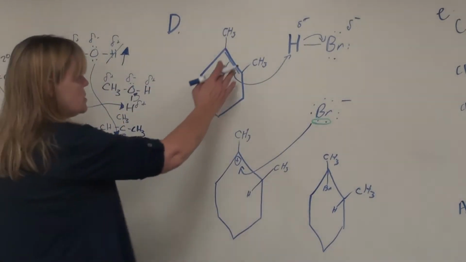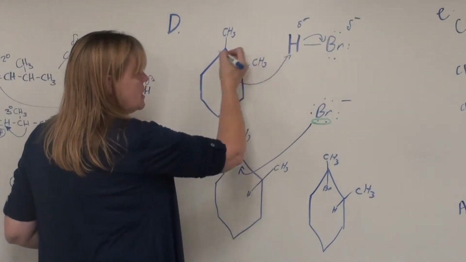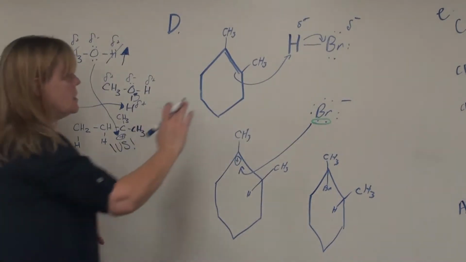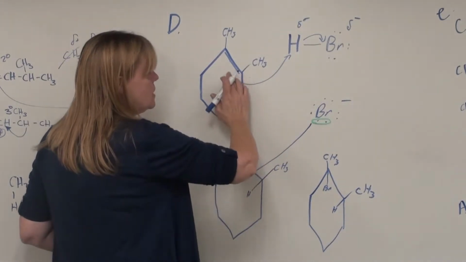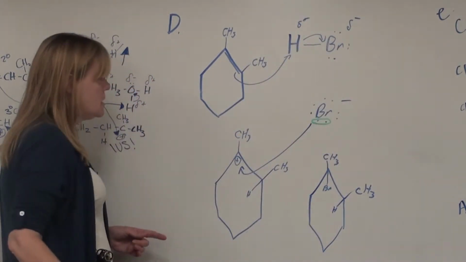You have an electron-rich pi bond. That's going to open up and react with something electron deficient, which is the hydrogen again. The hydrogen can only have one bond, so it has to let go of the bond to bromide. You're forming towards the positive, breaking towards the negative. There you go.